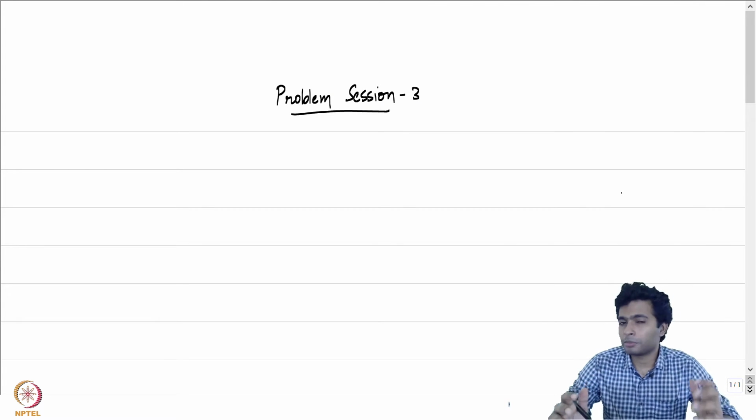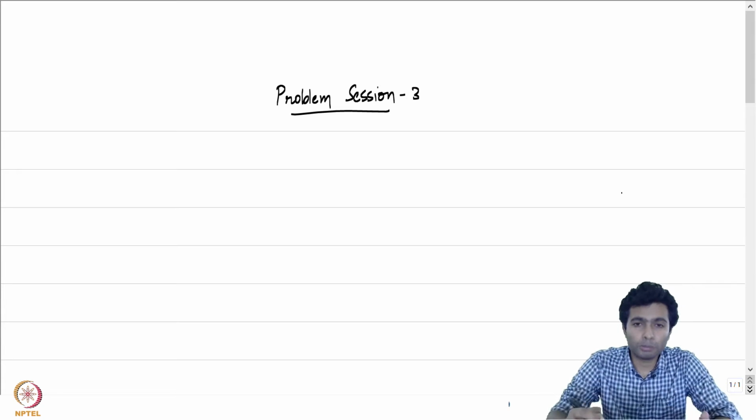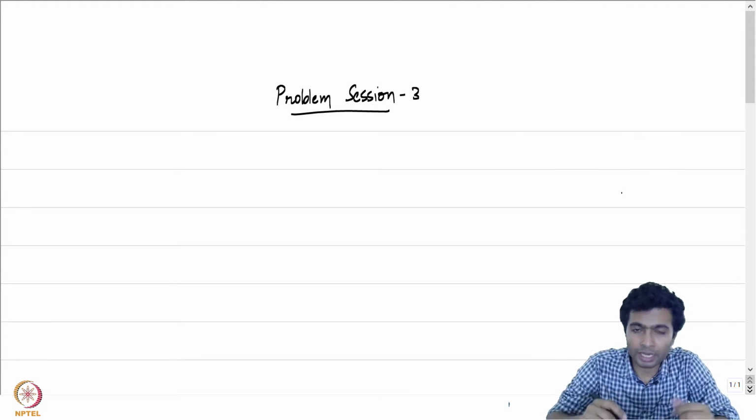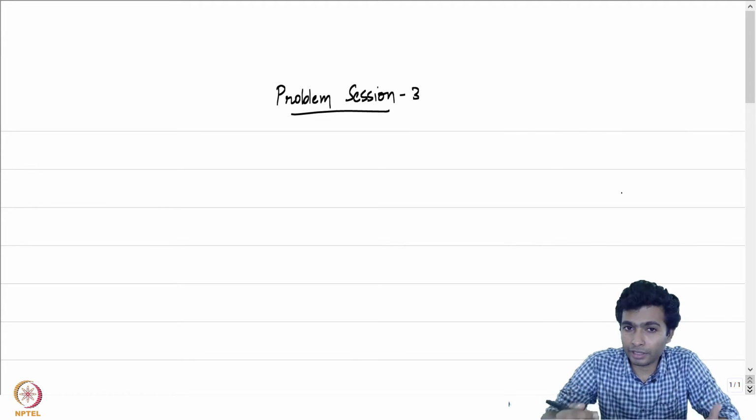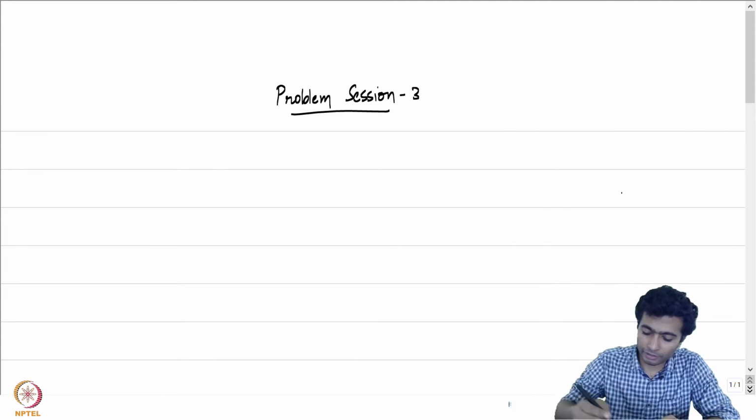This is a short problem session where we will address some problems on the Cauchy-Riemann equations and its implications. Recall that we had defined the Wirtinger derivatives in the following manner.